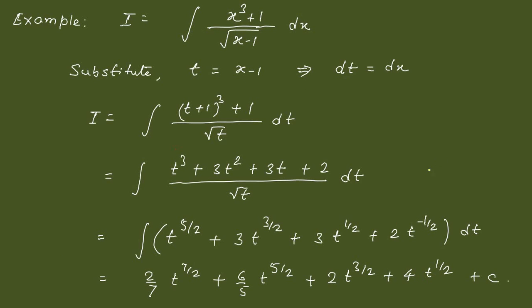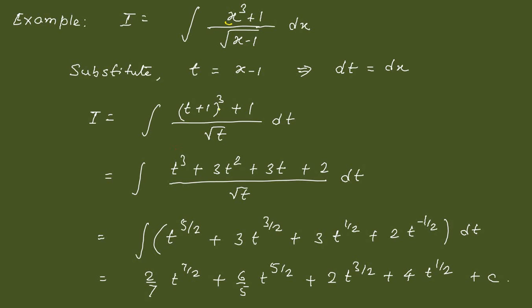Let us take this example, in which the power of this x is 3. So you can see the complexity when the power increases. Here x cube plus 1 divided by root of x minus 1 is given. So of course x minus 1 should be taken as t. So t is x minus 1 and dt is dx. So this x can be written as t plus 1 the whole cube, and this root x minus 1 can be written as root t.